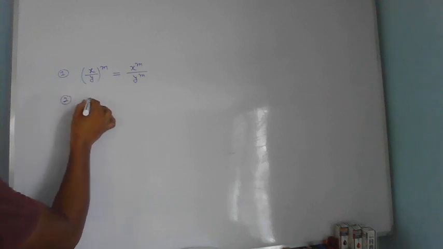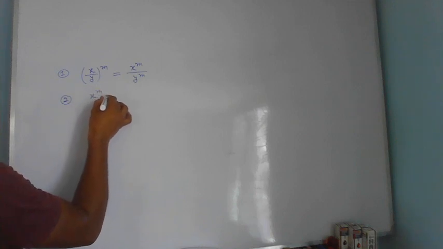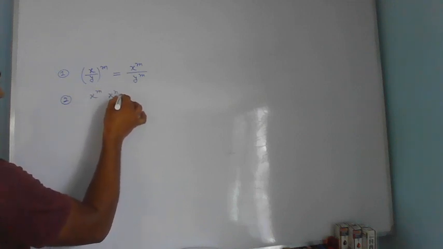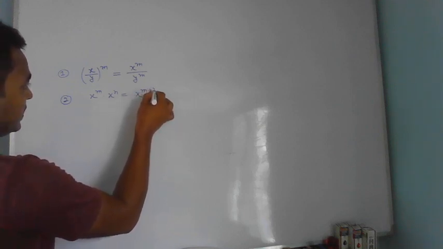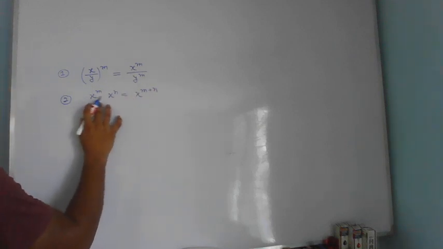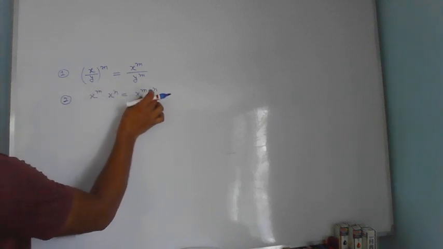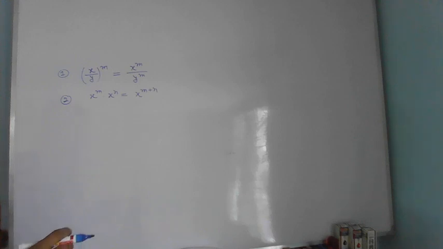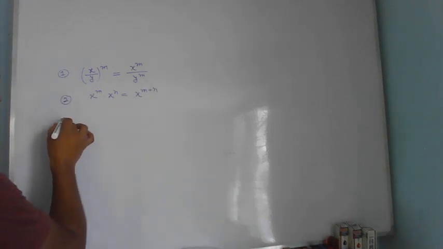Number 2, x to the power m into x to the power n is equal to x to the power m plus n. It means if the bases are the same, then we can write x to the power m plus n here. That's too easy. So those are the formulas: 1, 2, now third.